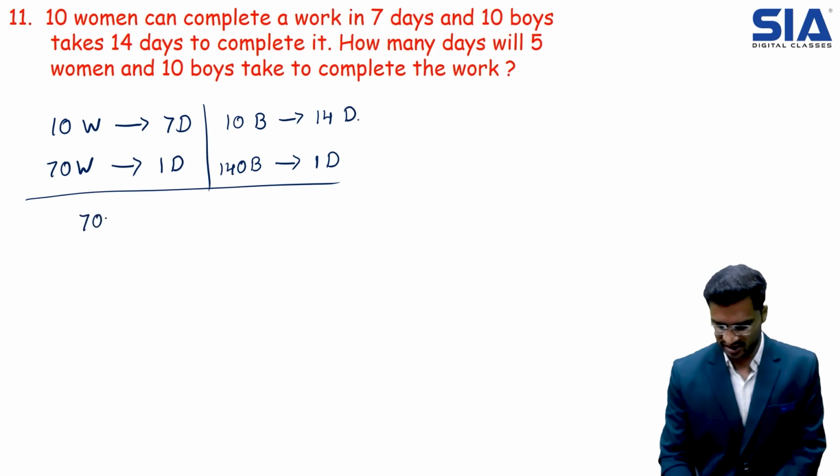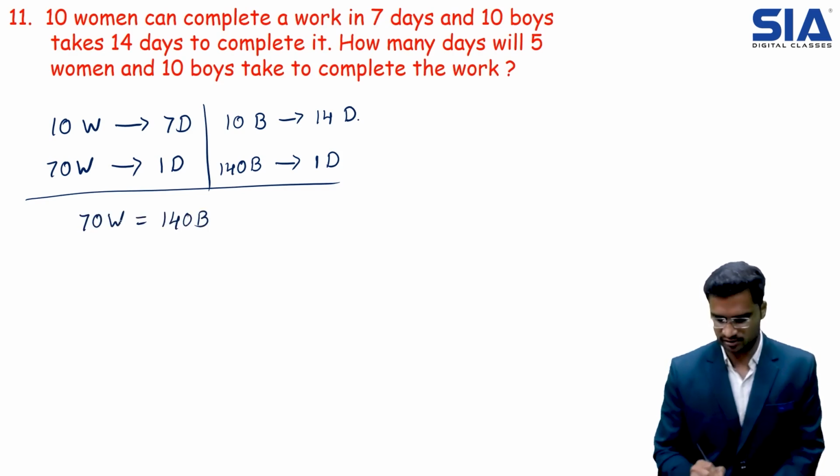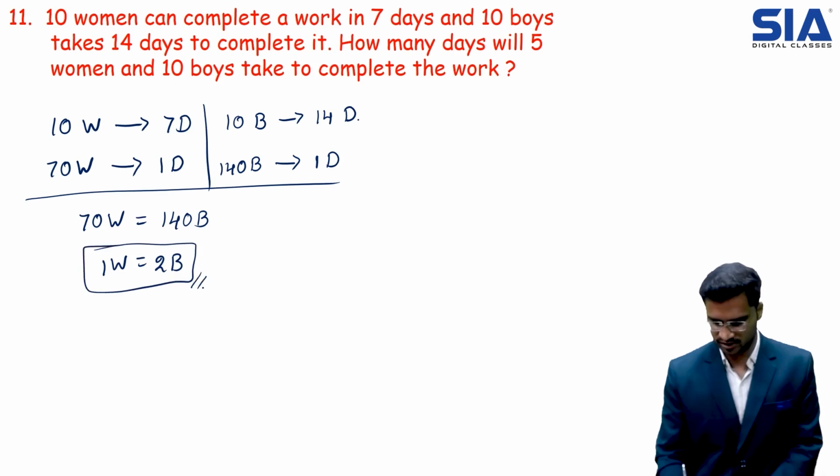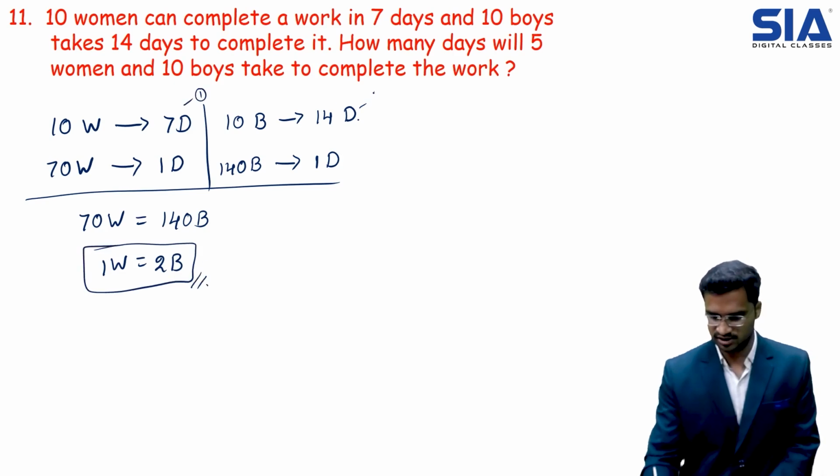So 70 women is equals to 140 boys. In the same way, 1 woman is equals to 2 boys. I can say that 1 woman is equals to 2 boys. This is equation 1. This is equation 2.